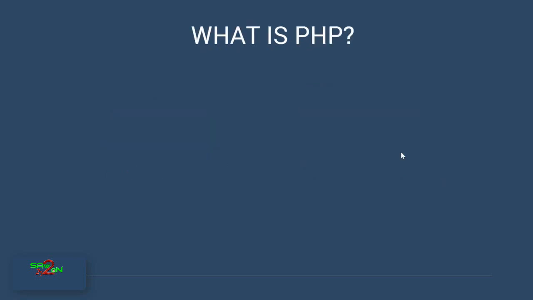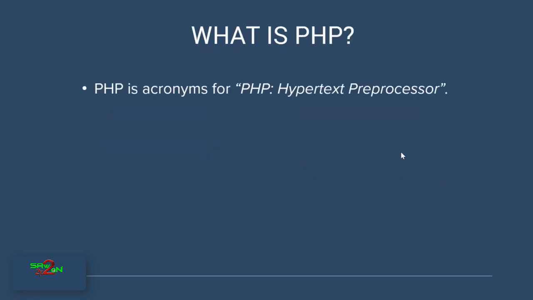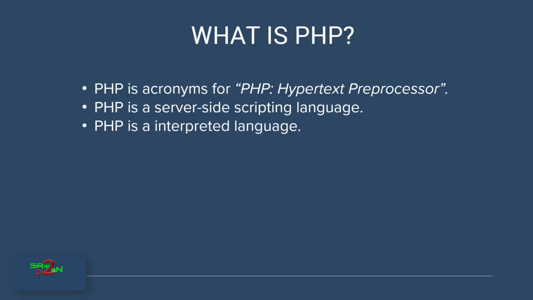So let's look at what is PHP. PHP is an acronym for PHP Hypertext Preprocessor. This is basically a preprocessor for the text that is being exchanged over the internet. That's why it's called hypertext. PHP is a server-side scripting language, which means PHP runs on the server side. So we know what is client side and server side. So PHP runs on the server side. That's why it's called a server-side scripting language.